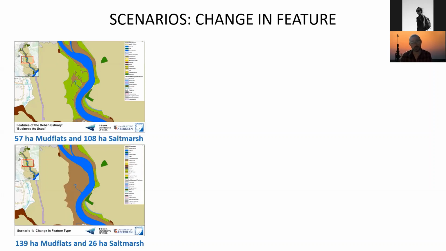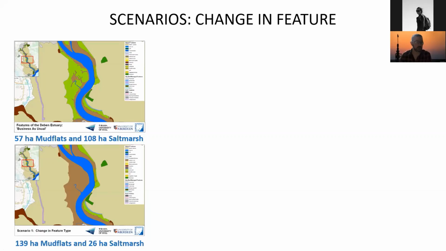But one of the scenarios that we looked at was a change in the feature. So you see here on the top figure that we have a salt marsh dominated system. That's the business as usual scenario. And then from sea level rise, we could anticipate that salt marsh, that's 108 hectares of salt marsh and 57 hectares of mudflats, may switch to become more of a mudflat dominated system. So essentially a switch there from a salt marsh dominated system to a mudflat dominated system.